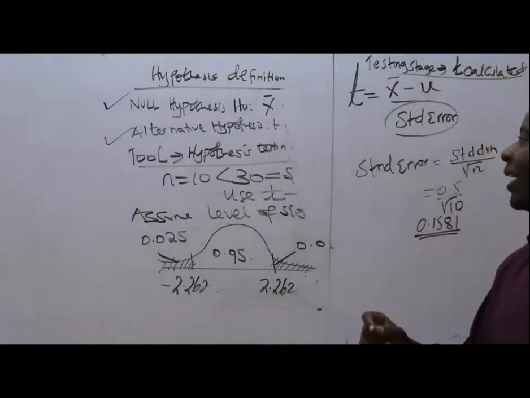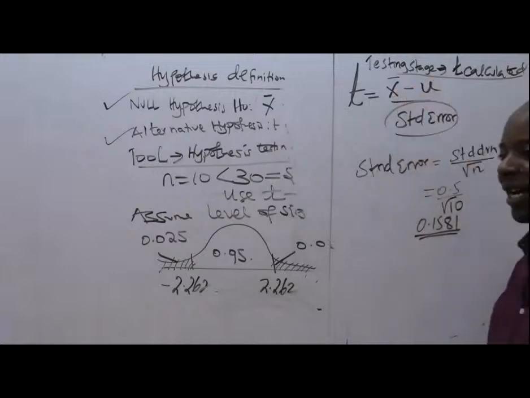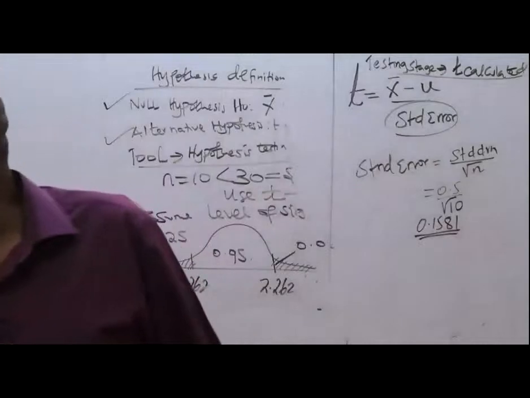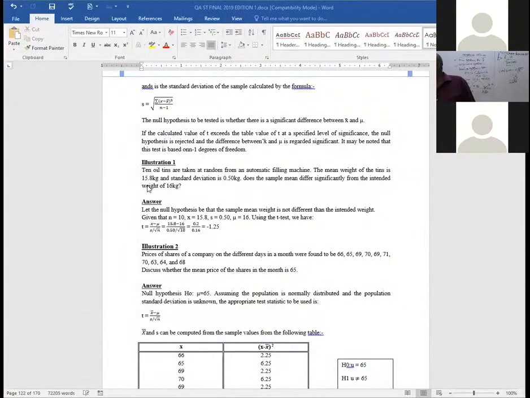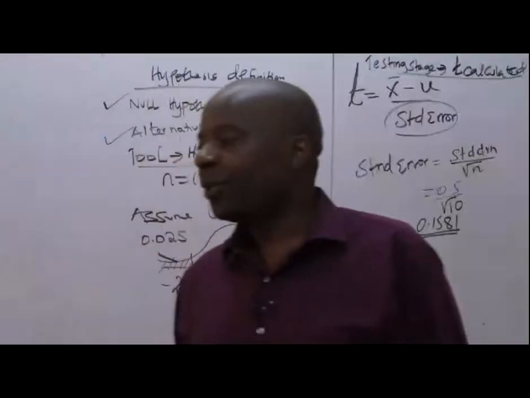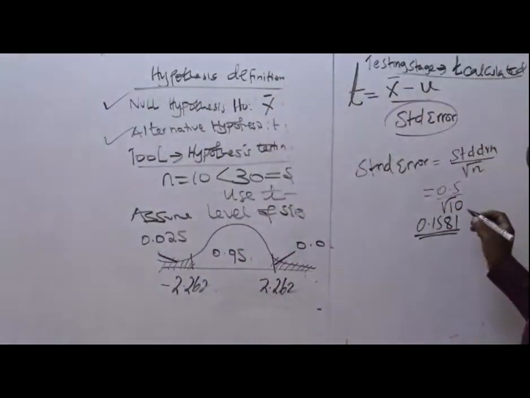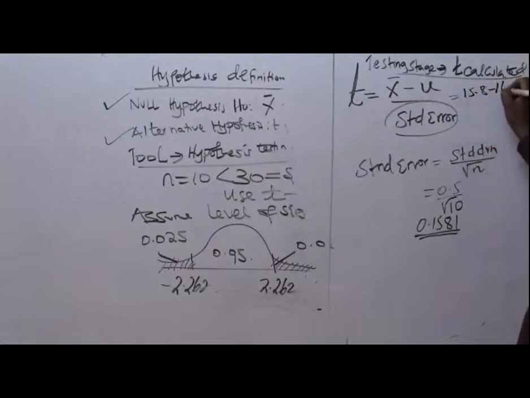So remember that X bar is what? Is the sample mean. I know, I did not put the question up. X bar is the sample mean. The sample mean is 15.8. Remember we took these 10 oil tins and measured them, weighed them, and we got their average being 15.8, and the population mean is 16. Remember, mu means population mean. So we have 15.8 minus 16 all over the standard error of 0.1581.